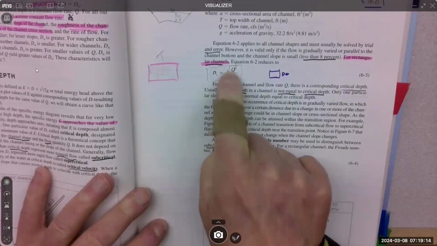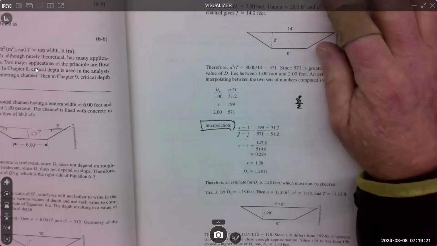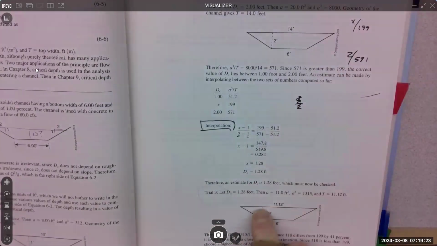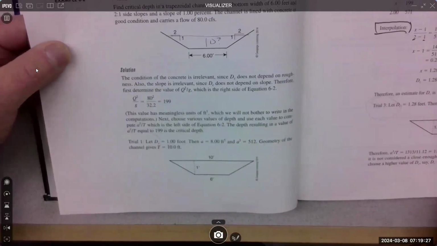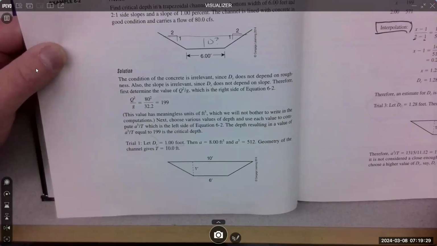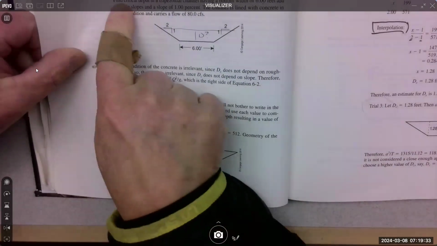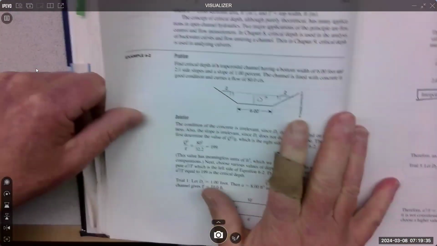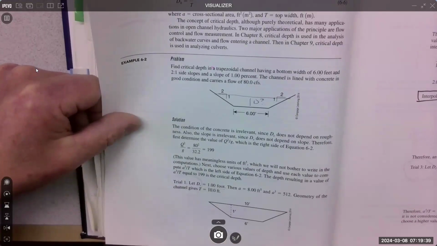So it's different for different channels, all right? And the book does go on to talk about non-rectangular channels, and it'll go through some examples. I'm not going to do it, because you'll be able to see how to go through this. This is a find the critical depth problem, right? Find the critical depth in a trapezoidal channel where we know things.